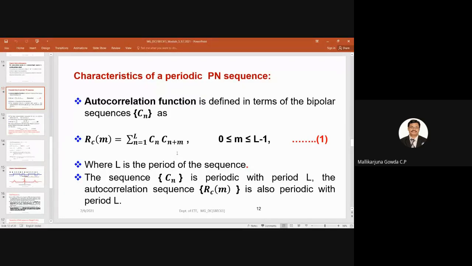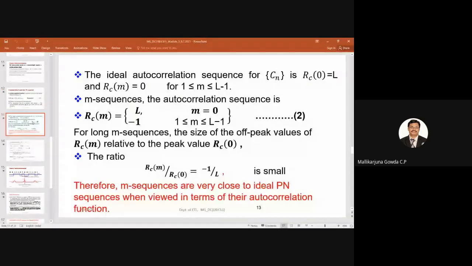Still it is with the mathematical equations. If I take an example, I think we'll be able to get that clarity. Before that, let me finish this. Then you can correlate how this autocorrelation is periodic and is having a binary value. The ideal autocorrelation sequence, denoted as Cn, is RC of 0 is equal to L and RC of M equal to 0 when the value of M is less than L minus 1 and greater than 1.